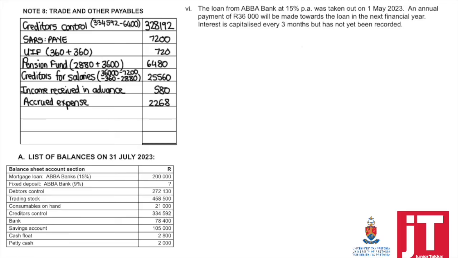36,000 is paid towards the loan in the next financial year. That means that needs to be taken out of your non-current and taken to your current liabilities as current portion of short-term loan. So you've got 2 options here. That 36,000 can either appear on the face of the balance sheet under current liabilities, or it can form part of trade and other payables. I'm going to show you both ways.